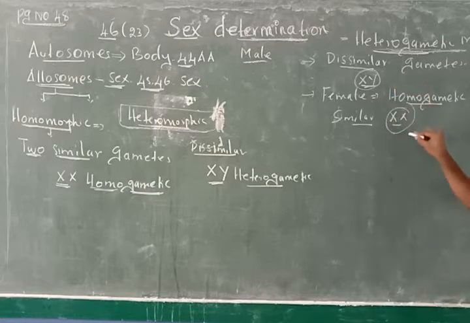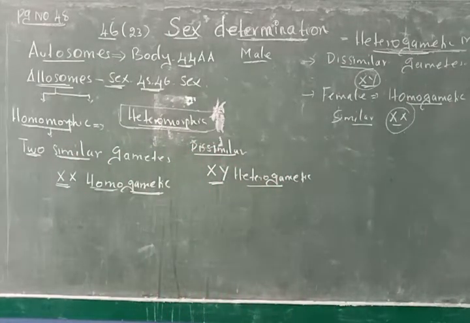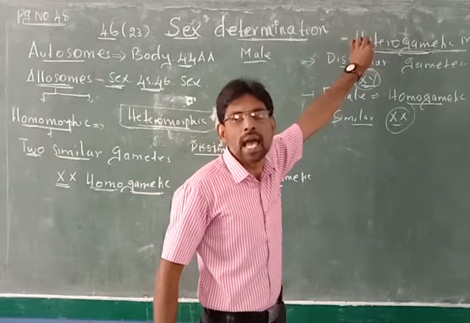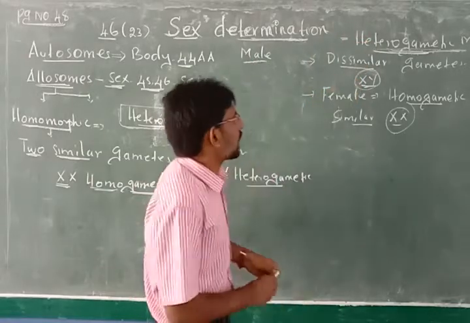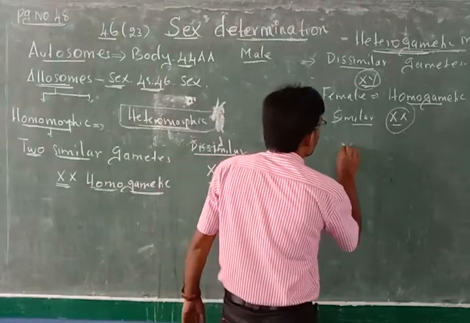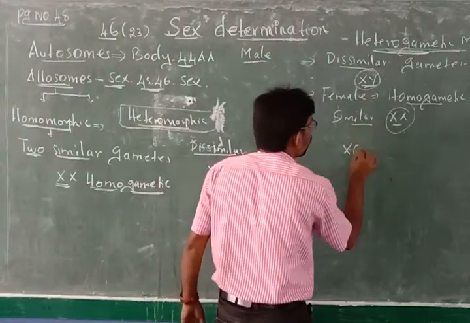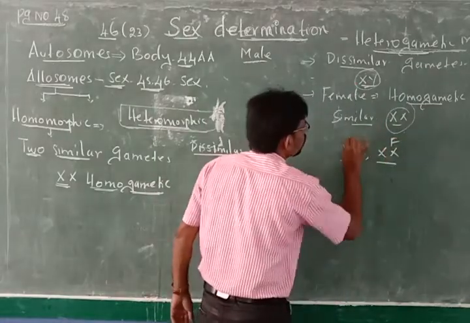This kind of sex determination is found in two things. Mark it down, one mark question. One is human beings, and the other is Drosophila. In Drosophila, the male decides the sex of the individual. Why? Because the male has heterogametes. Understand? So that is one side. And in certain animals, instead of XY, you will have XO and XX. This is for female and this is for male.